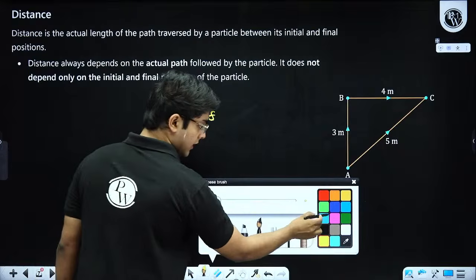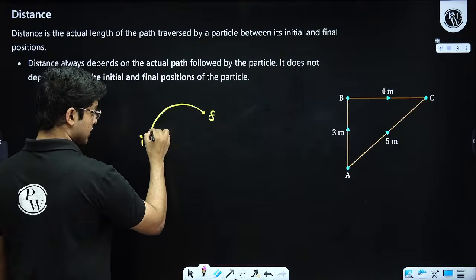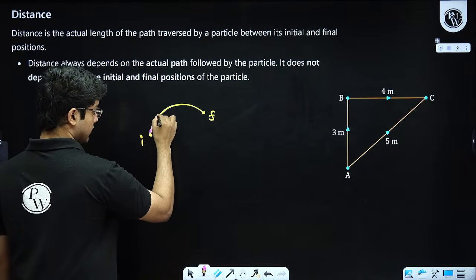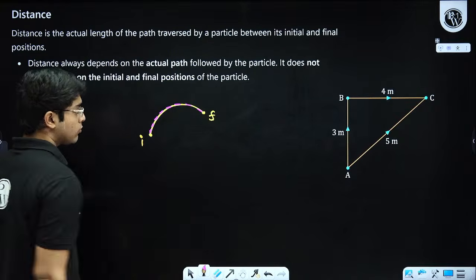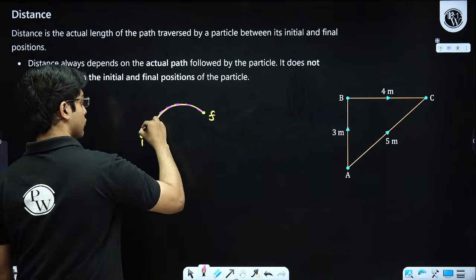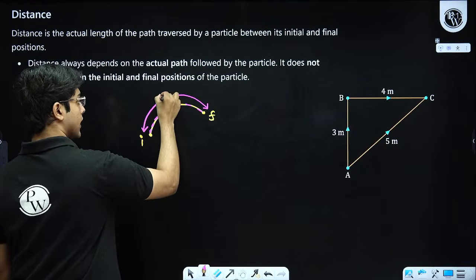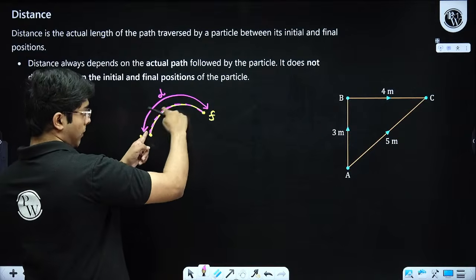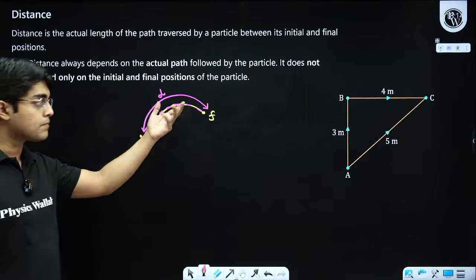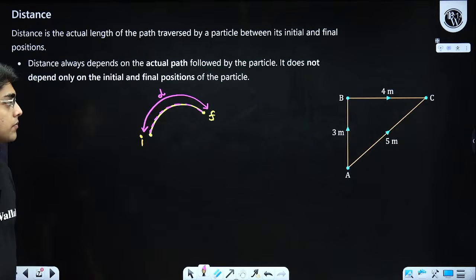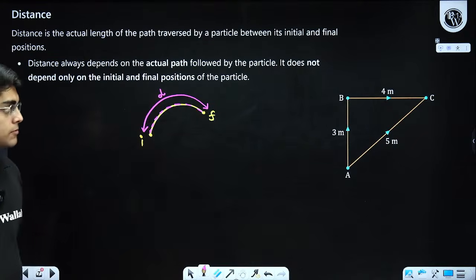In this path, if you measure the actual length of the path covered, that will be called the distance. So whatever is the distance of this path, if I call that D, it will basically be the path length of this yellow path. So distance in one line, you can also say it is simply the path length. Whichever path you choose, the length of that path is called the distance.